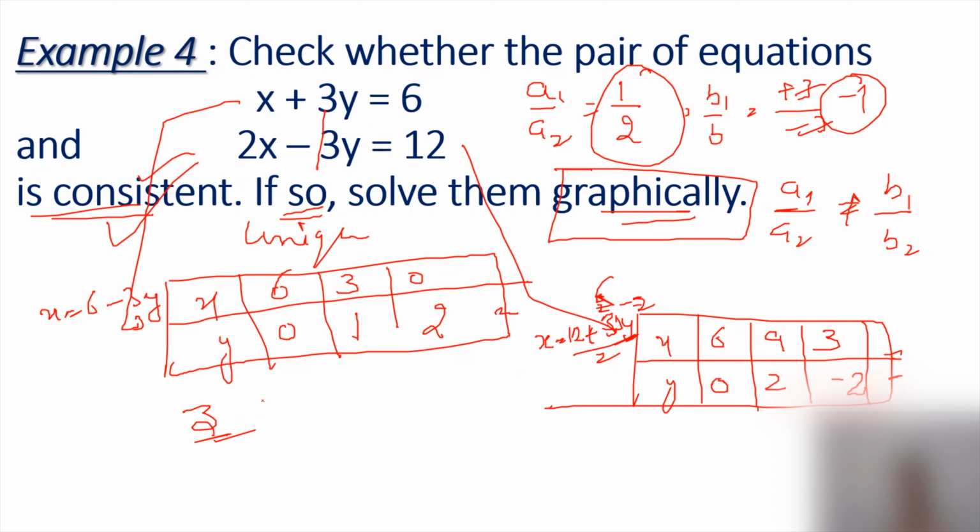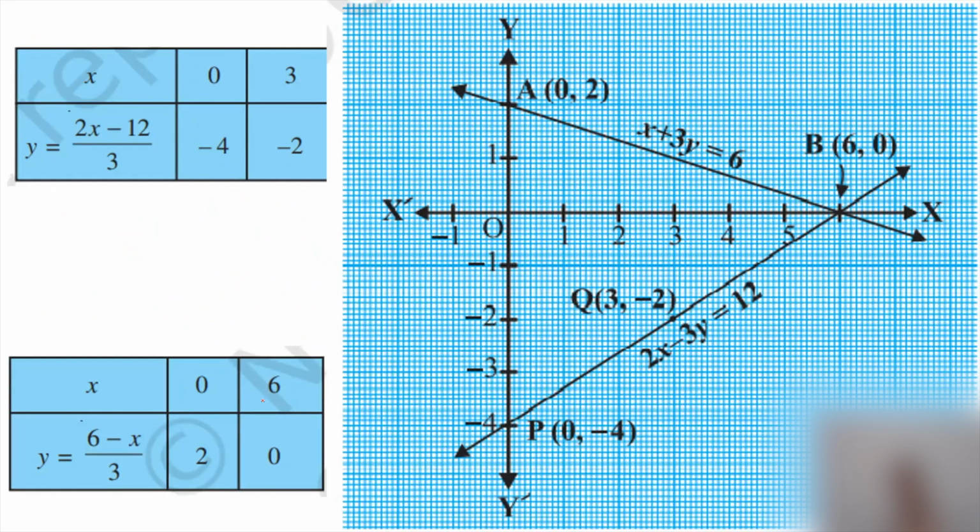If you are very good at calculation, there is no need to find the third point even, and you can plot the graphs. You can see that here we observed it is consistent. It will have a unique solution, and its graph also shows that it has a unique solution, that is 6 and 0.